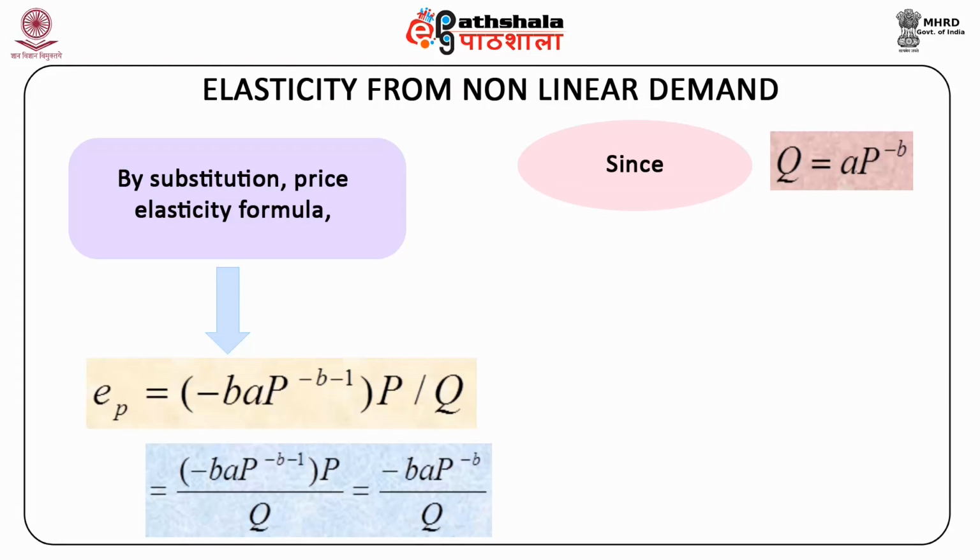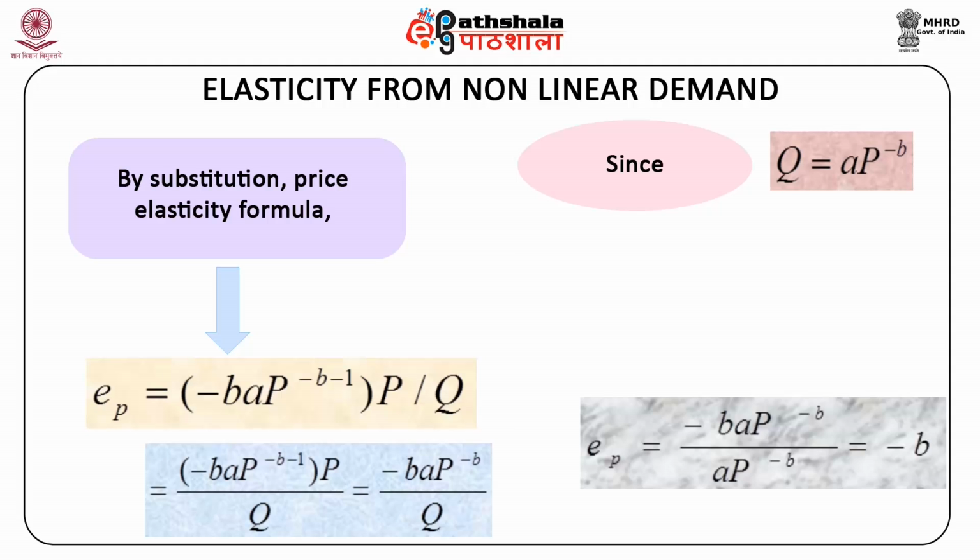Since Q is equal to A into P to the power minus B, by substitution EP can be written as minus B into A into P to the power minus B divided by A into P to the power minus B, which is equal to minus B. This shows that the price elasticity coefficient in the case of a power demand function equals the power of price P and remains constant. It does not change with the change in price.